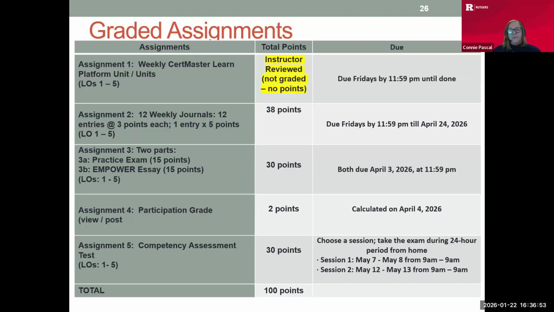That's why, every time you post your journal, you should take some time to read your classmates' reflections, because you're going to learn a lot, not only about this course and what they're doing, but also about the other people in the class with you.